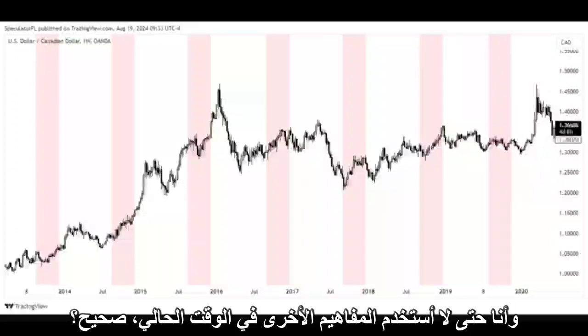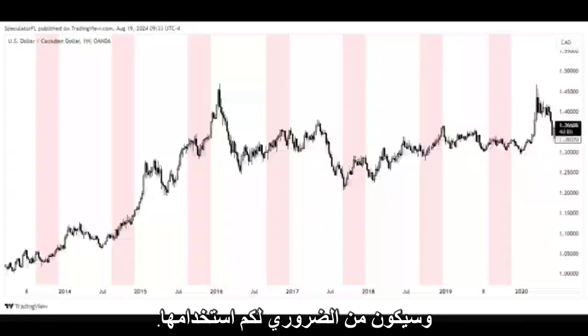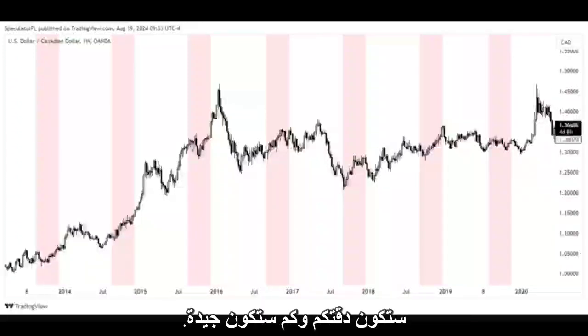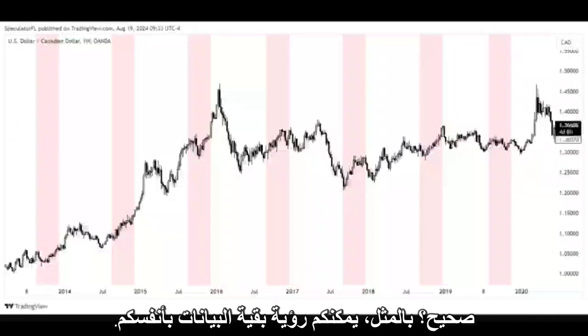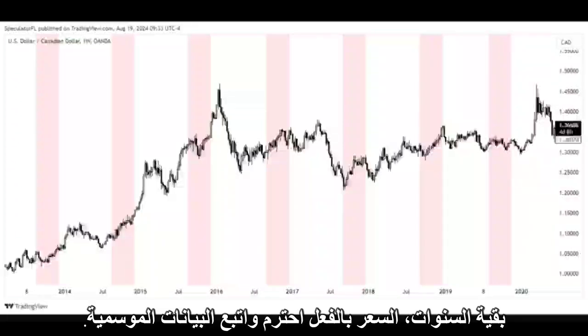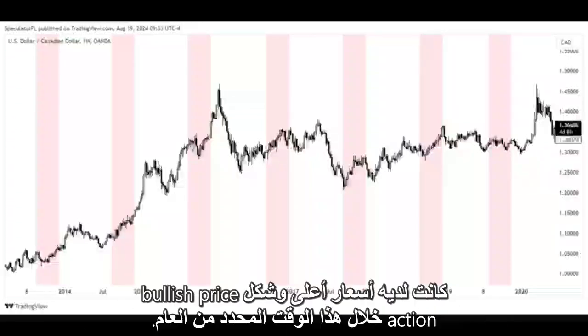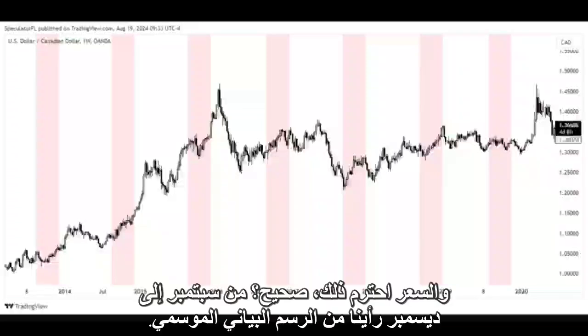And I'm not even using the other concepts at the moment, and that will be necessary for you to use. So imagine when you combine it with the other ones, and then imagine how good your accuracy is going to be, right? Similarly, you can see the rest of the data yourself, and you can see that for the rest of the years price did indeed respect and follow seasonal data, and that data stayed true for USD CAD, and it actually had higher prices and bullish price action during this particular time of the year. And price respected it, right?